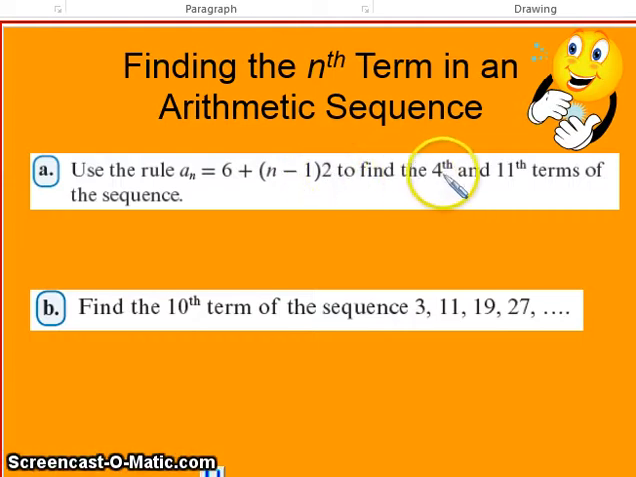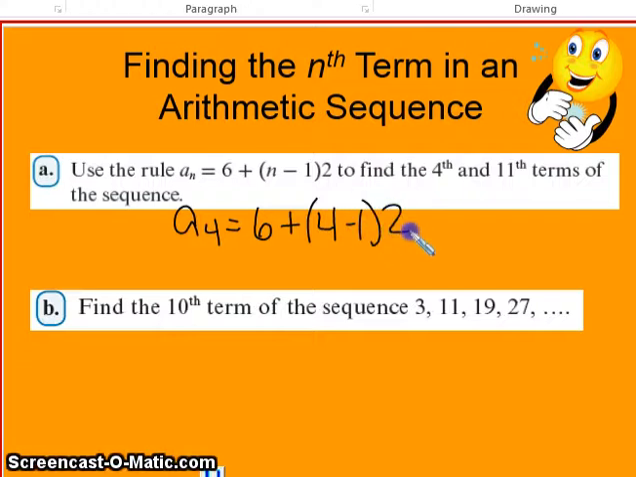And we want to find the 4th term. So I want to find the 4th term, which is a sub 4. That means n is 4, because that's the term number I'm trying to find. That equals 6 plus, again, I'm trying to find the 4th term, so n is 4, minus 1 times 2.